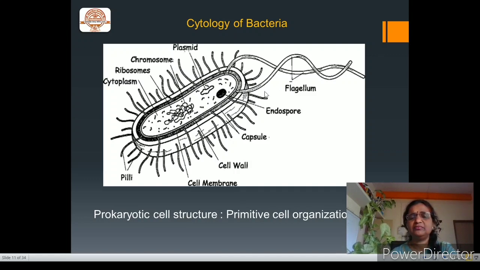Now here a locomotory organ is there, that is called flagella. Along with that, small numerous pili are also present. In the next lecture we will see all these different structures in detail. Now first of all we will go for the first part of the bacterial cell, that is the cell wall.